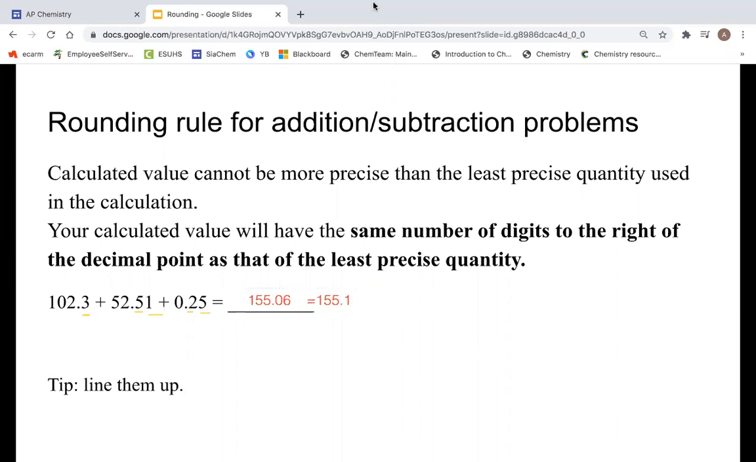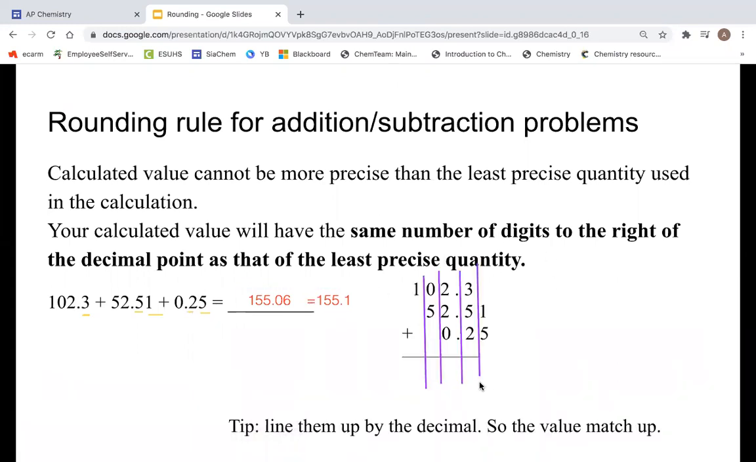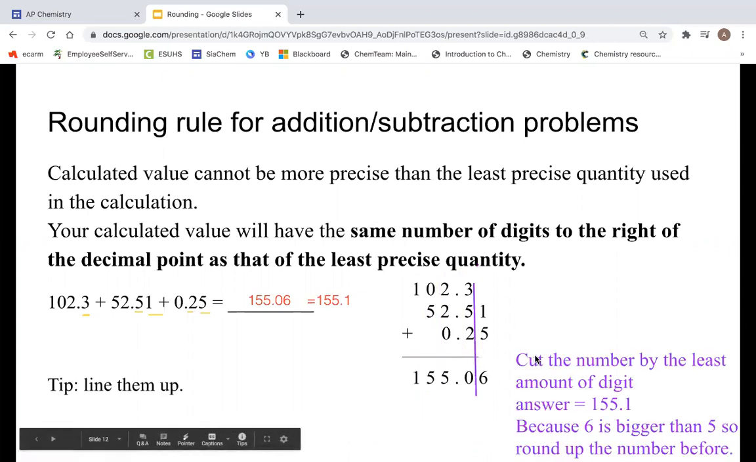So that's pretty much what you have to do, okay? It's because of the least precise instrument. Whichever is the least precise, or the last decimal, that's how you do it when you're adding and subtracting. All right, so you can see here, they line up, values match. Okay, so this is what it is for the rounding and sig figs. Hopefully that's helped, right?